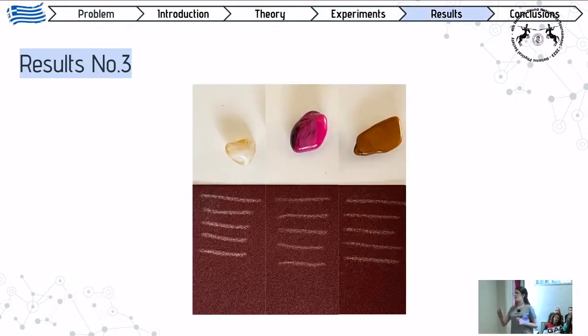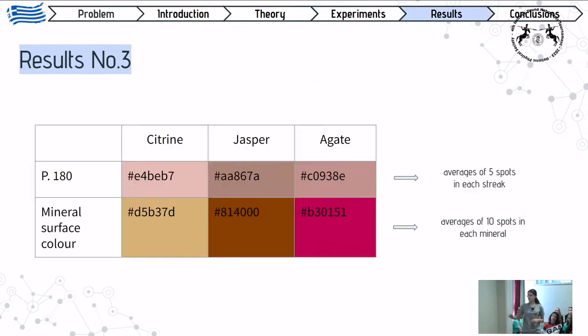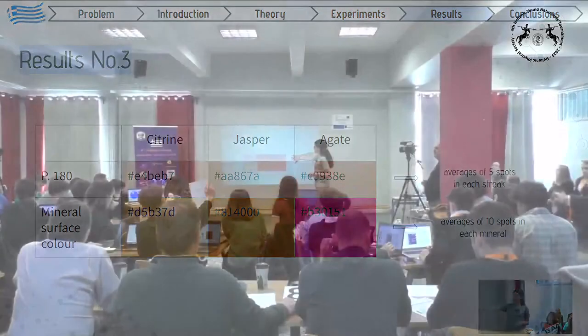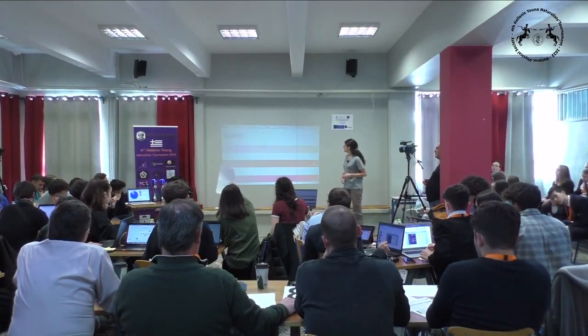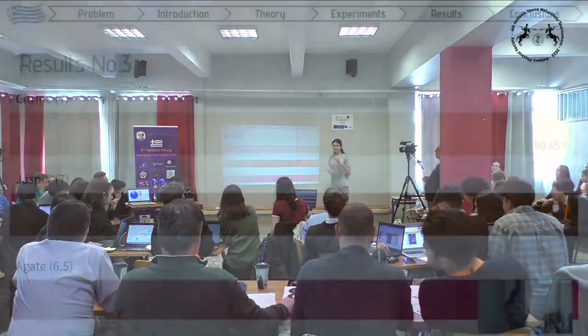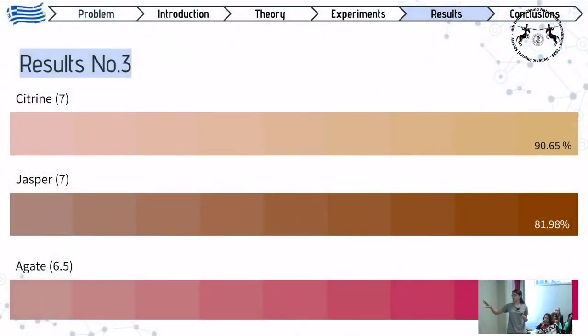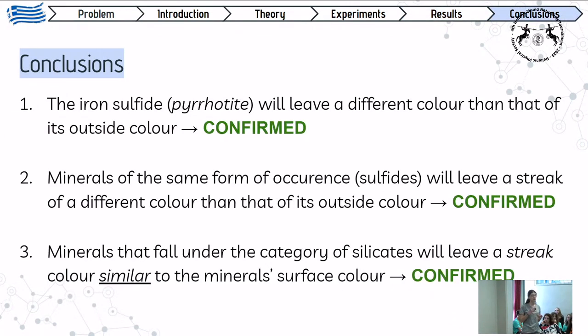And moving on to our results, here you can see a picture of a result. Moving on to the analysis of the colors, these are the colors that we can see of the streak and the mineral surface color itself. But let's analyze that a bit more thoroughly. Here we can see that citrine, the comparison tool that we used told us, had a 90.65% similarity, while jasper had an 81.98% similarity, and agate had a 72.83% similarity. So we can see that the colors are indeed similar to their outside color.